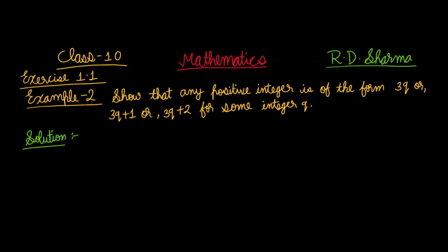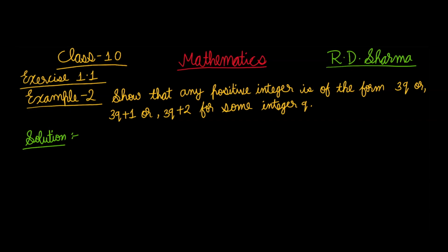So the question is, show that any positive integer is of the form 3q or 3q plus 1 or 3q plus 2 for some integer q. It is almost the same as example 1.